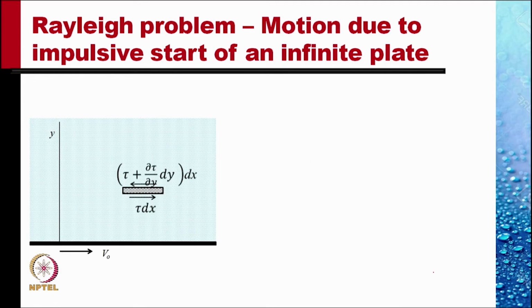As before, we consider a small control volume. So the only horizontal forces are the shear stress on top and bottom surfaces. There are no pressure forces, or if there are pressure forces, they are equal and opposite on the two faces. So they cancel out and we don't write them.